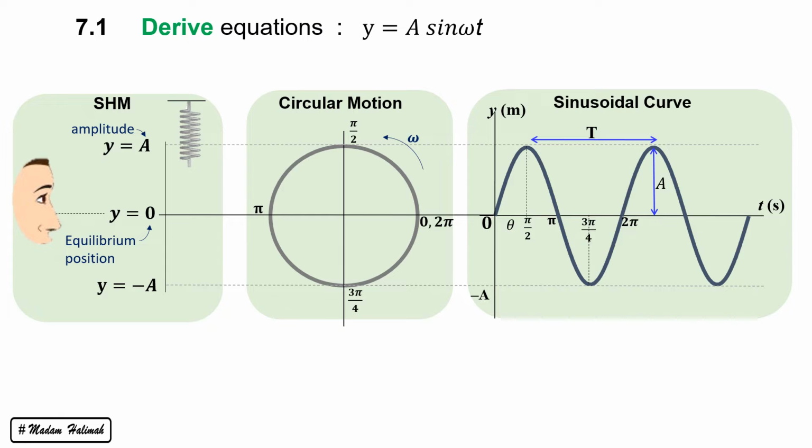Pemerhati akan melihat pergerakan objek daripada equilibrium position y is equal to 0 ke amplitude A. Dan kita cuba kaitkan dengan circular motion. So, objek telah pergi ke sasaran y. Sasaran y kita cuba lihat pada circular motion dan akan menghasilkan graf sin. Cuba lihat daripada pergerakan ini, kemudian hubungkan dengan circular motion dan kita cuba lakarkan graf sin.